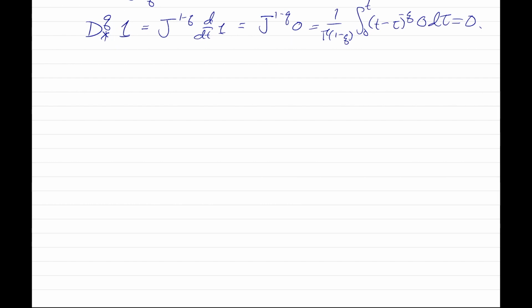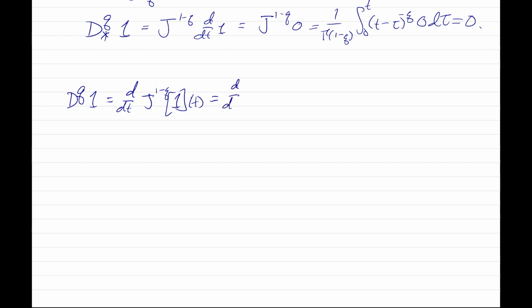Now let's see what we get when we take the fractional derivative of 1 with respect to the Riemann-Liouville derivative. So this is going to be d/dt of J^(1-q) of 1, evaluated at t.